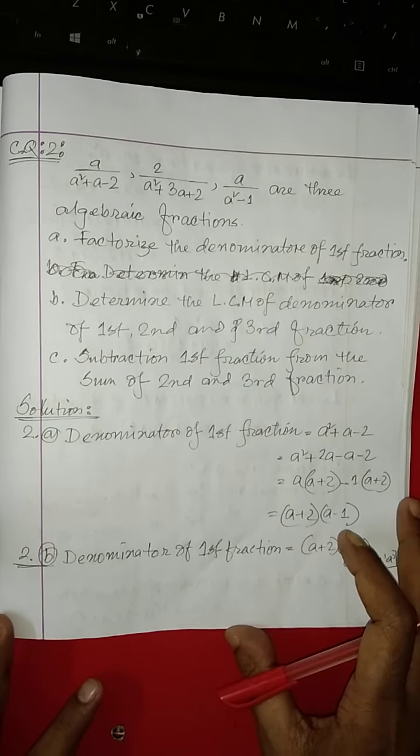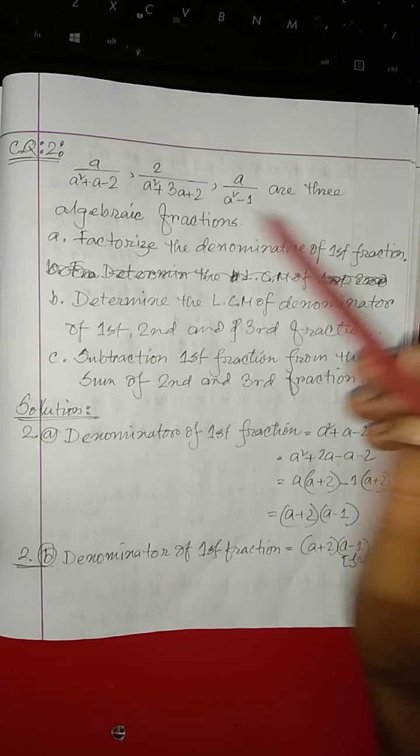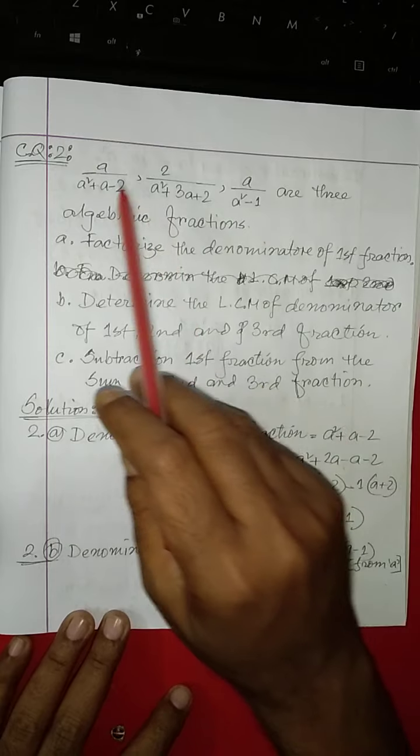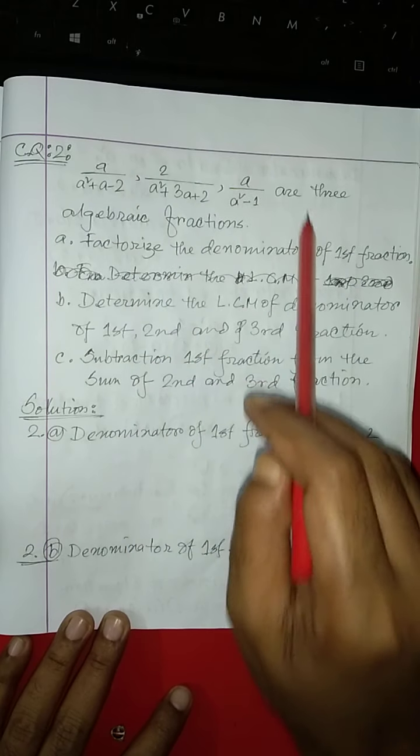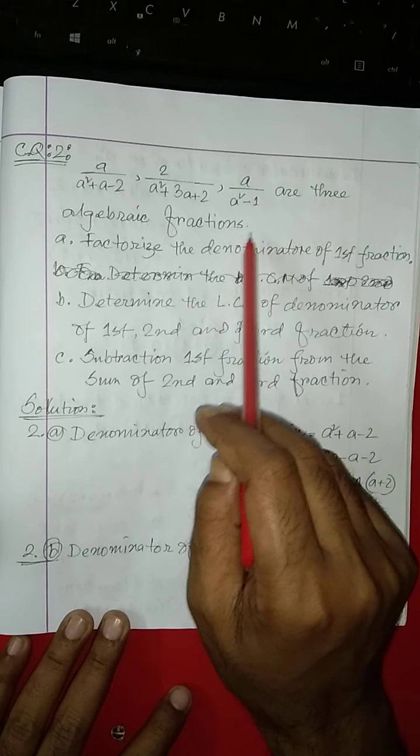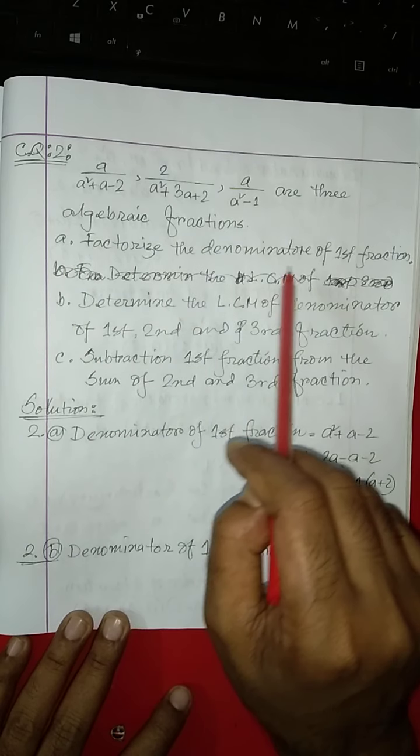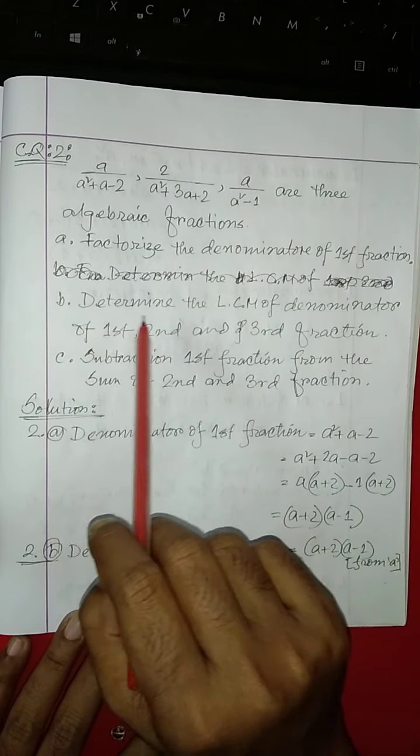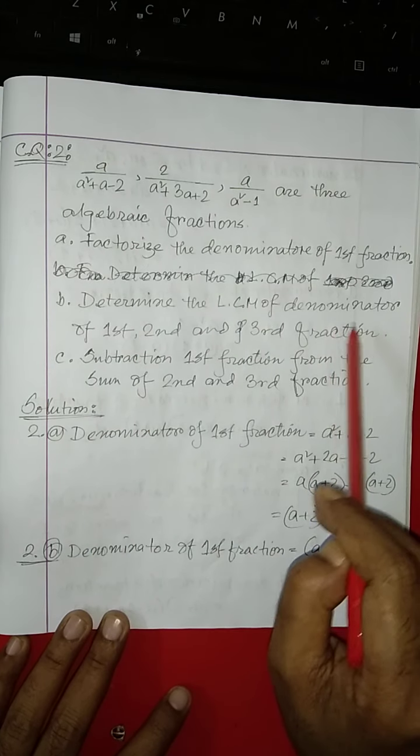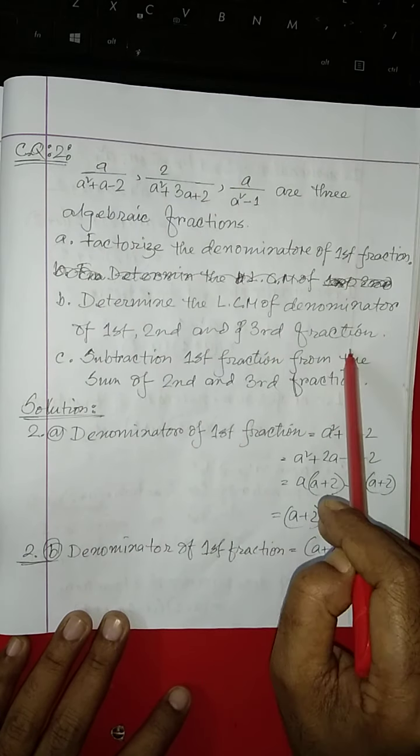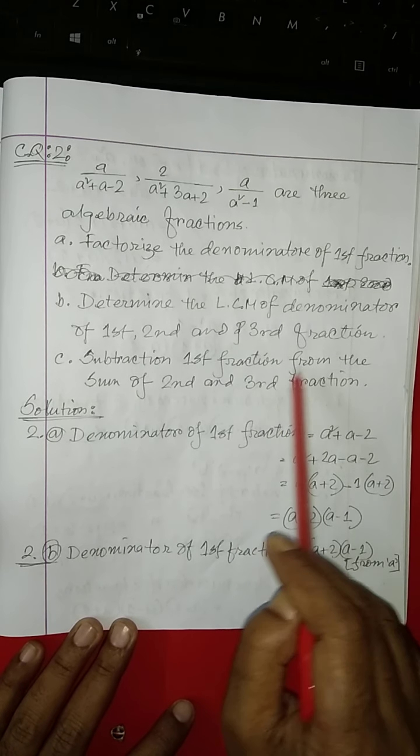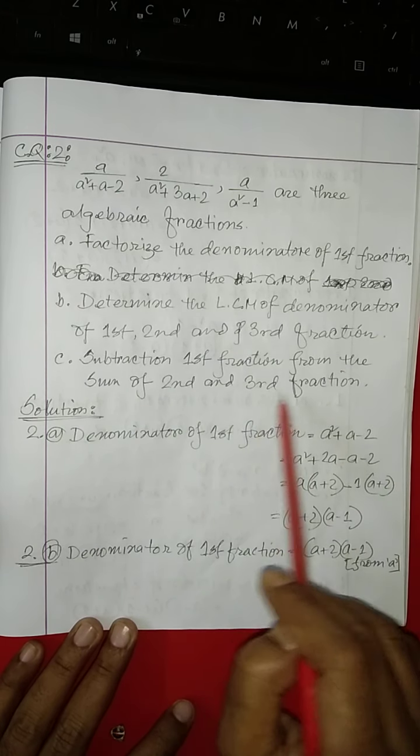Now the second creative question is about three algebraic fractions. So the first, second and third are three algebraic fractions. A: factorize the denominator of the first fraction. Number B: determine the LCM of the denominators of the first, second and third fractions. And number C: subtraction of the first fraction from the sum of the second and third fractions.